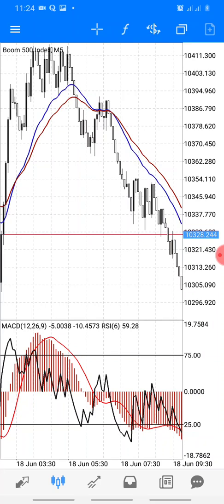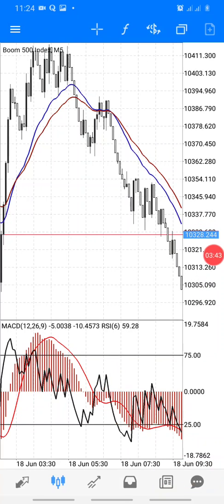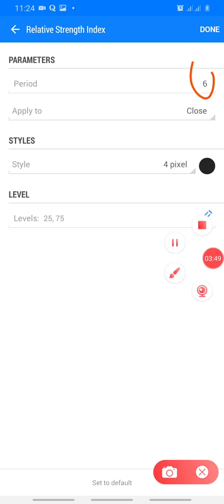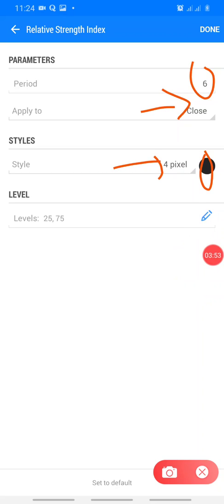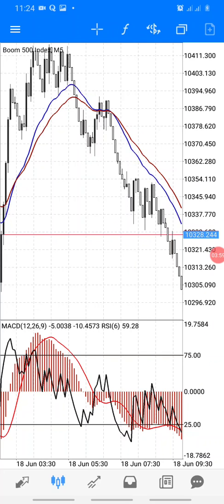Our RSI here now is the black line. Let's check the properties of our RSI as well. We just go to the F as usual, the Relative Strength Index. The period is 6, applied to close. I give it 4 pixels and I give it color black. You can choose whichever color suits your own preference. So this is how we have this setup before us.